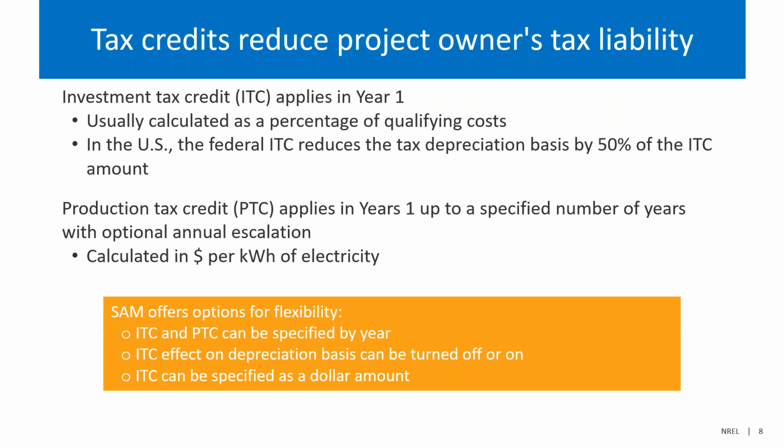And then a PTC, or production tax credit, applies in years 1 up to a specified number of years, and it's calculated in dollars per kilowatt hour of electricity. So for tax credits, you can specify an ITC and PTC by year. So that gives you some flexibility in modeling the tax credit. The ITC effect on depreciation basis can be turned off or on, and you can specify the ITC as a dollar amount.